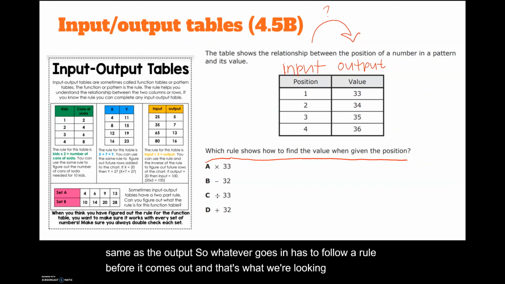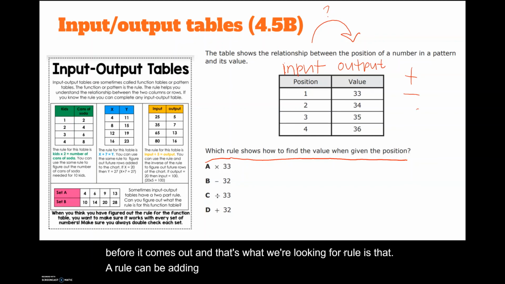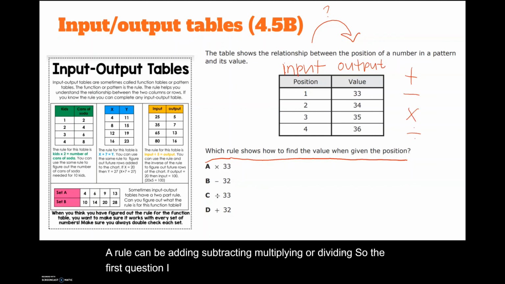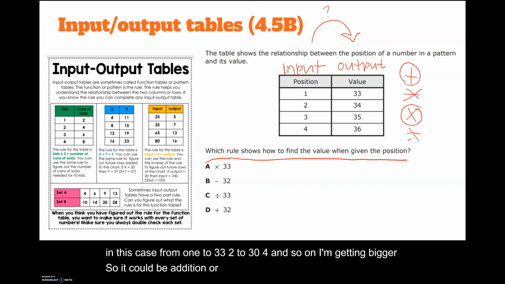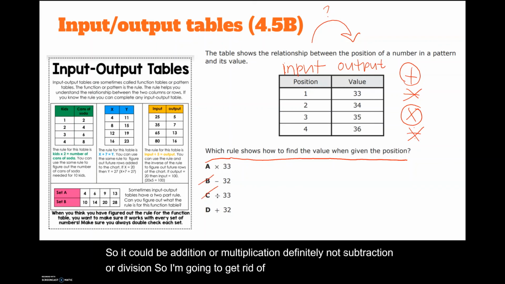What rule is that? A rule can be adding, subtracting, multiplying, or dividing. So the first question I ask myself is, am I getting bigger or smaller? And in this case, from 1 to 33, 2 to 34, and so on, I'm getting bigger. So it could be addition or multiplication, definitely not subtraction or division. So I'm going to get rid of options B and C.